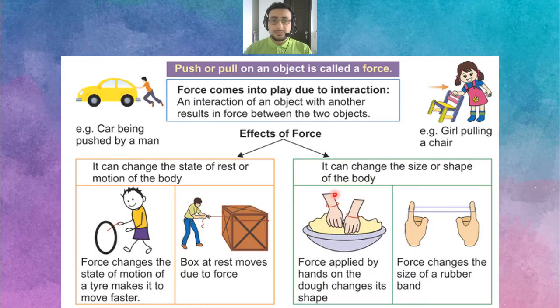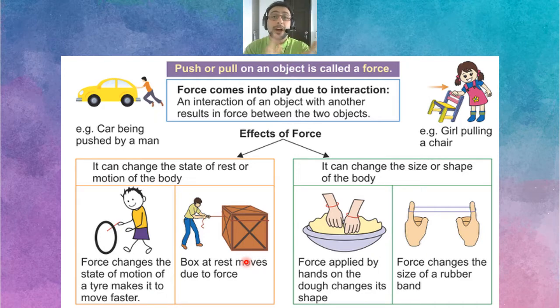Now, this is what happens when you do forces on an object. For example, you can change the state of motion. For example, you see a tire moving this way. You can boop, and then it goes this way. So you can change the direction. Or box at rest. For example, there is this little box here. It's not moving, but I do this. Whoop. Now it fell. It moved because I pushed it.